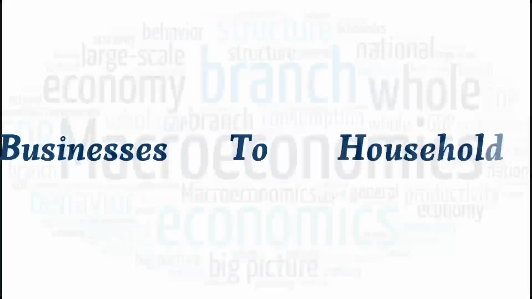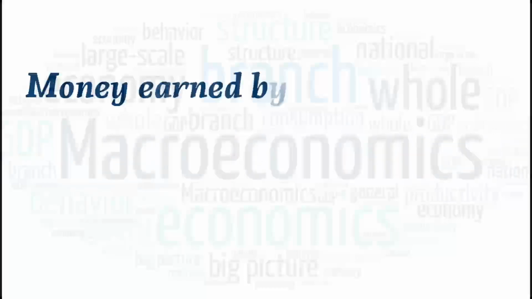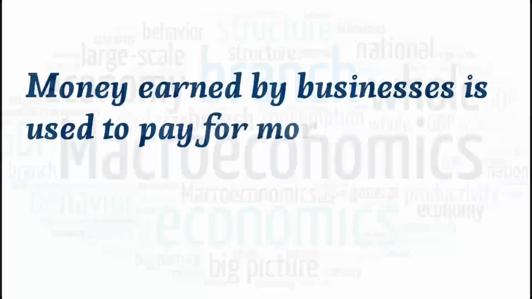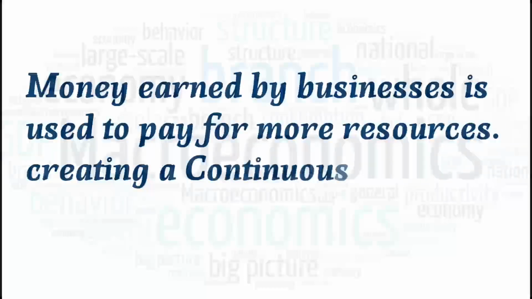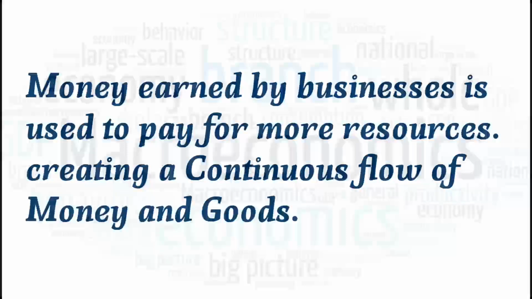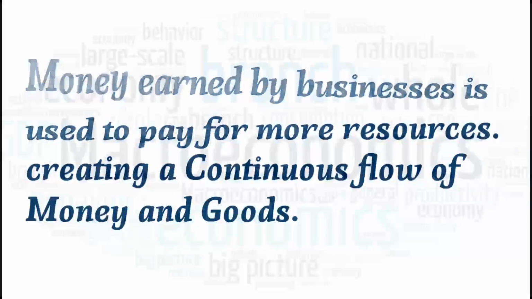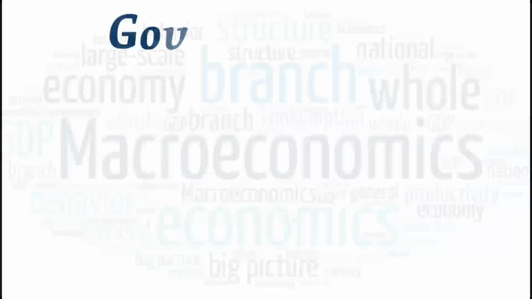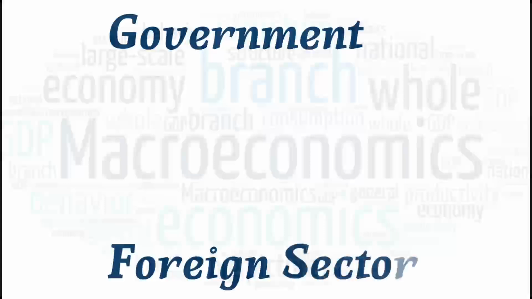Number four, business to household. The money businesses earn from selling goods and services is used to pay for more resources, creating a continuous flow of money and goods. Adding the government and foreign sector to this.